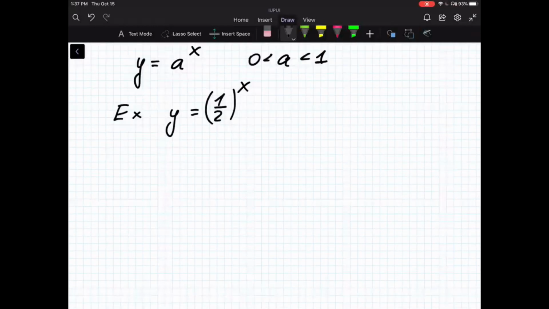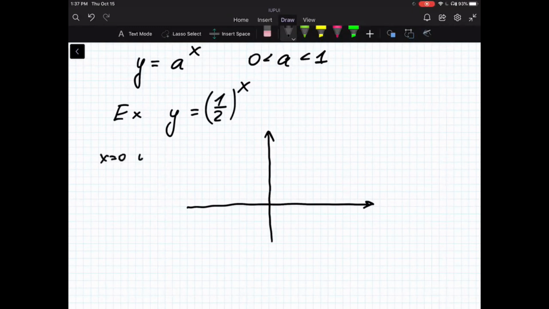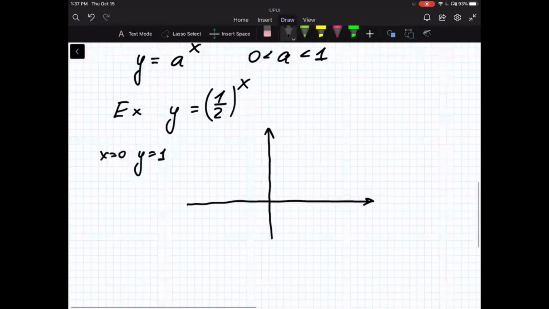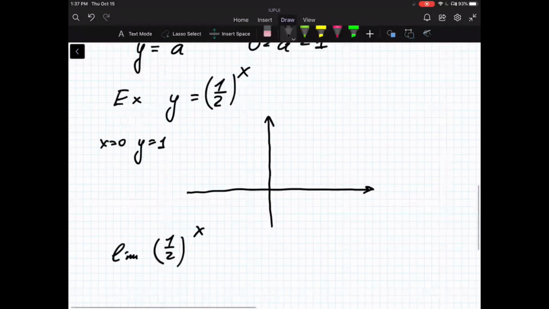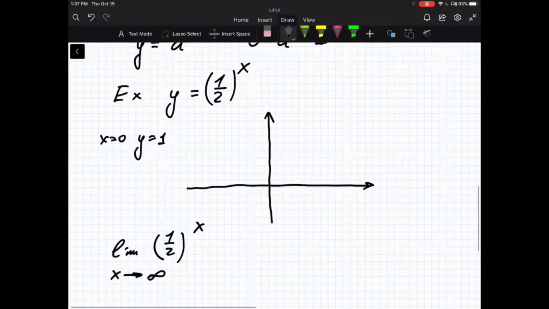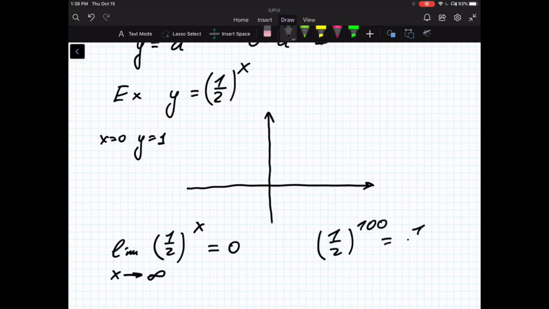But if you try to graph this function, you will see that now, still at x equals 0, y is 1. But now the limit of this function, 1/2 to the power x, when x goes to infinity, becomes 0, because what is 1/2 to the power, say, 100? It's 1 over 2 to the power 100. And of course, this number is very, very small.